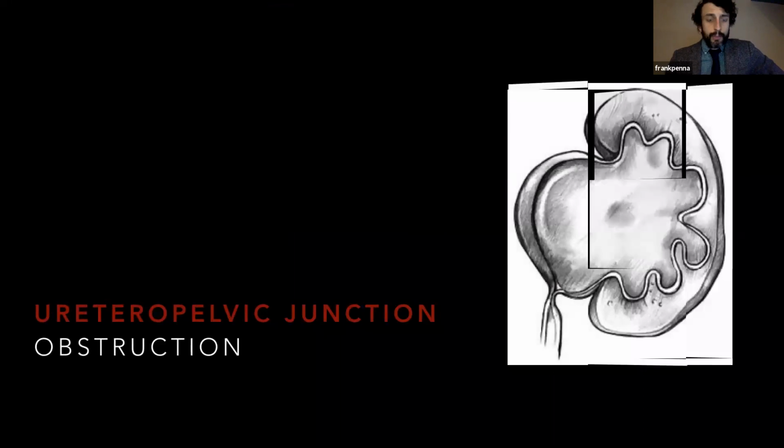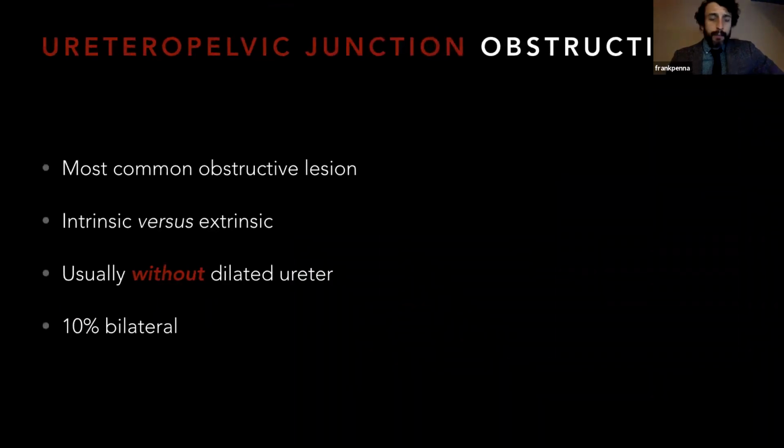So let's talk about UPJ obstruction. This is very common. I'm sure you have seen a patient with severe hydronephrosis with significant pelvic and calyceal dilatation. It is the most common obstructive lesion. You can have an intrinsic UPJ obstruction, where it's like intrinsic scar tissue.